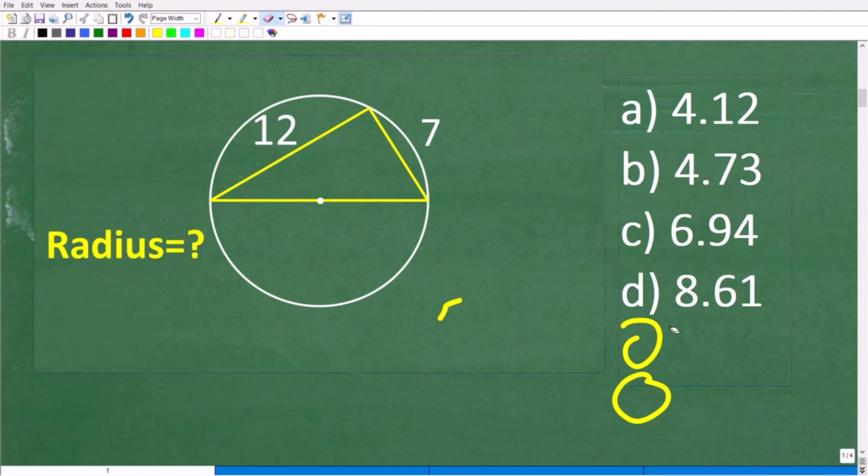But anyways, let's get back to the problem. And remember, the key here is to figure out what this angle is. And this is a right angle, which of course is going to make solving this problem very easy.